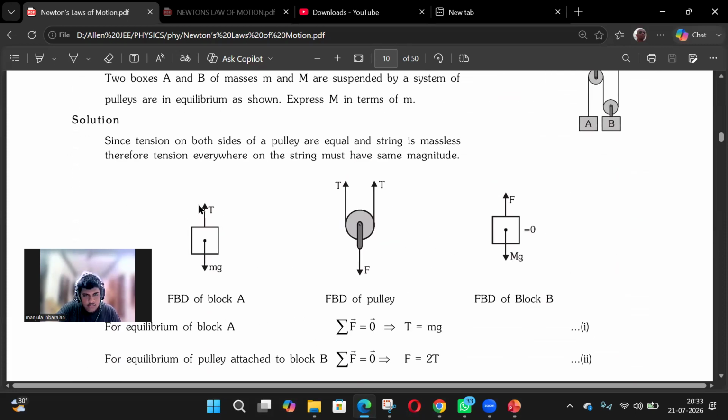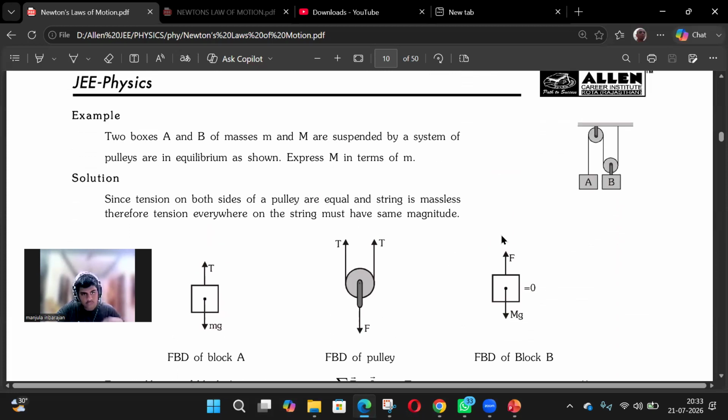Simple question, no? Free body diagram of A: tension up is balanced by mg. And the free body diagram of the pulley: 2T. The T is the same because the pulley is smooth and massless, so tension will be the same. And the downward force is F.